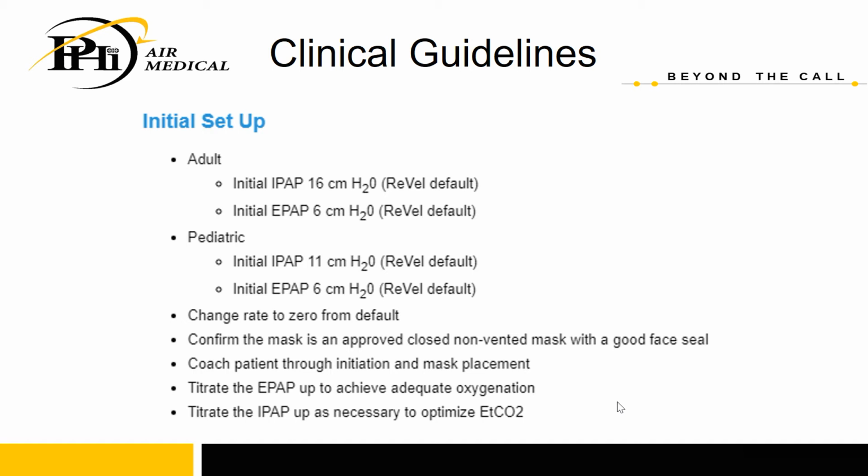So in adults, we are looking at an IPAP of 16 and an EPAP of 6. We'll talk about what that means here in a few seconds. So they are on 16/6. We're going to change the respiratory rate to 0 from the default. It's a very important concept we'll talk about. Confirm that the mask is an improved non-vented mask. We're going to coach the patient through initiation of the mask placement, and then we're going to titrate our EPAP and our IPAP to whatever our goals are.